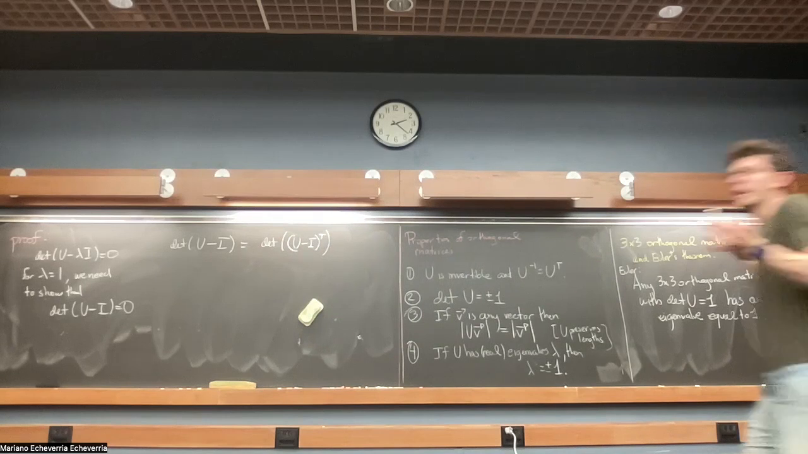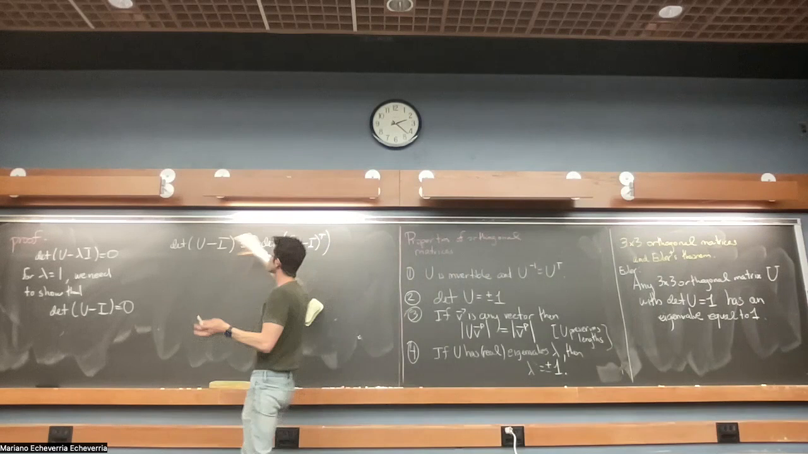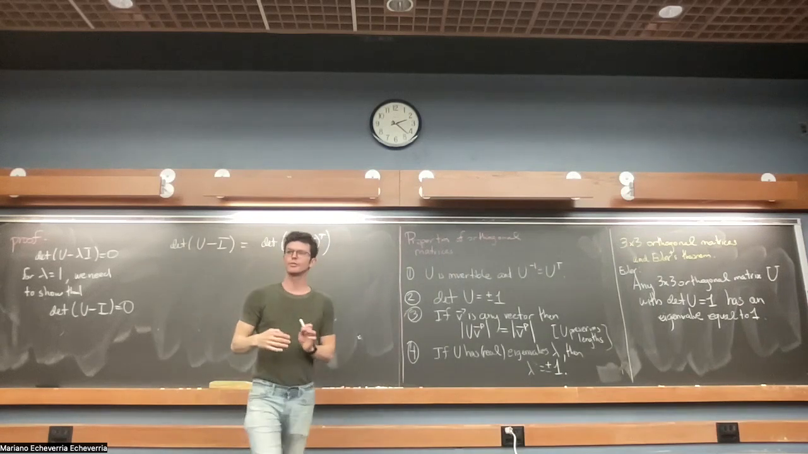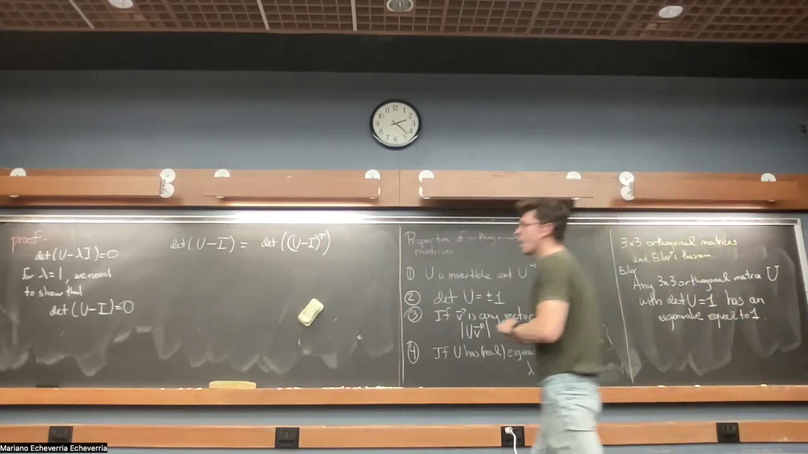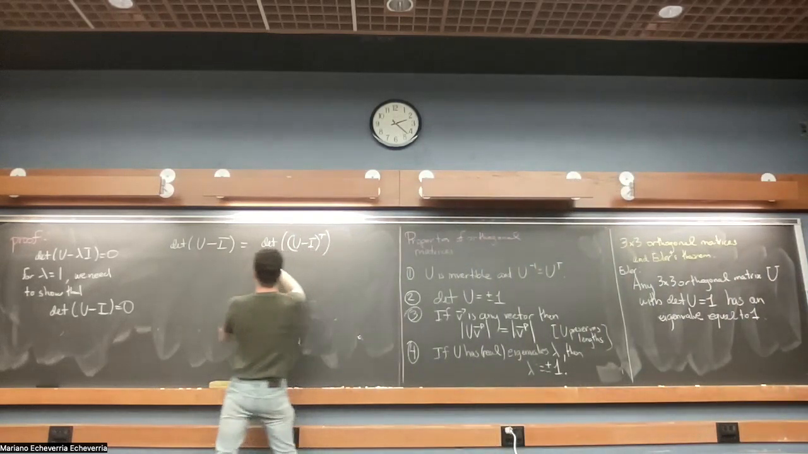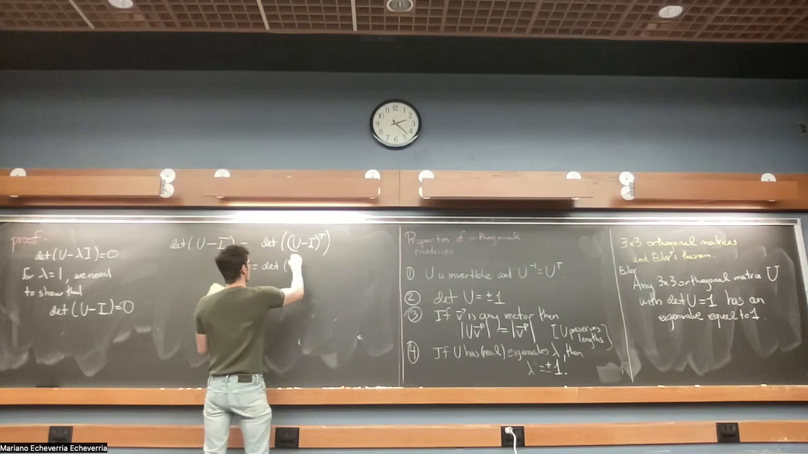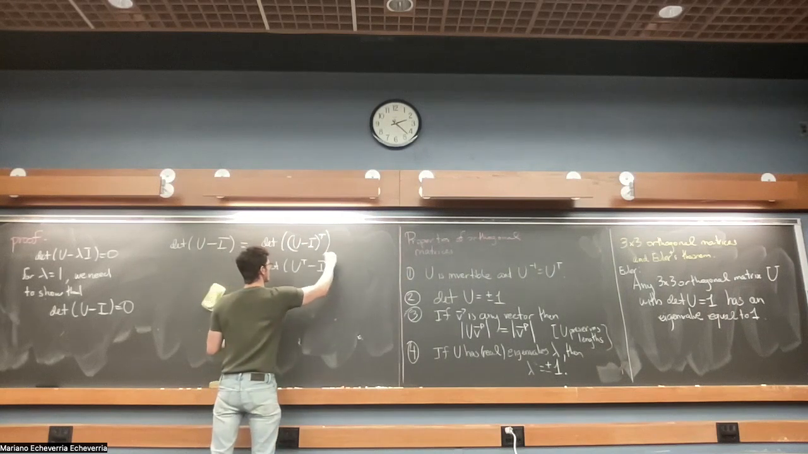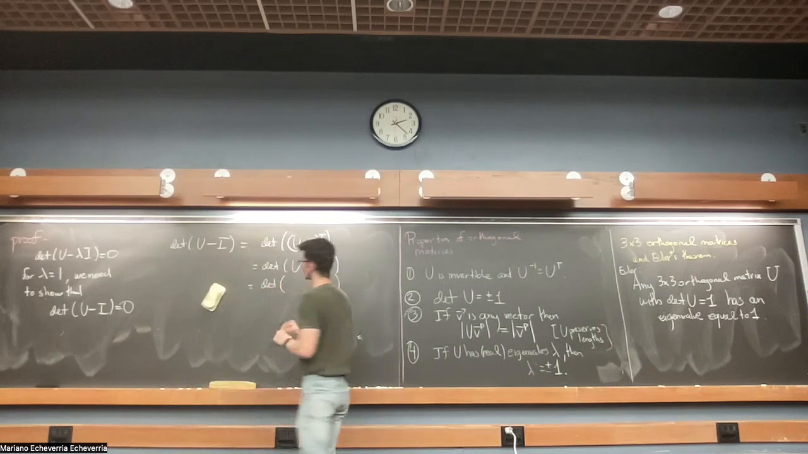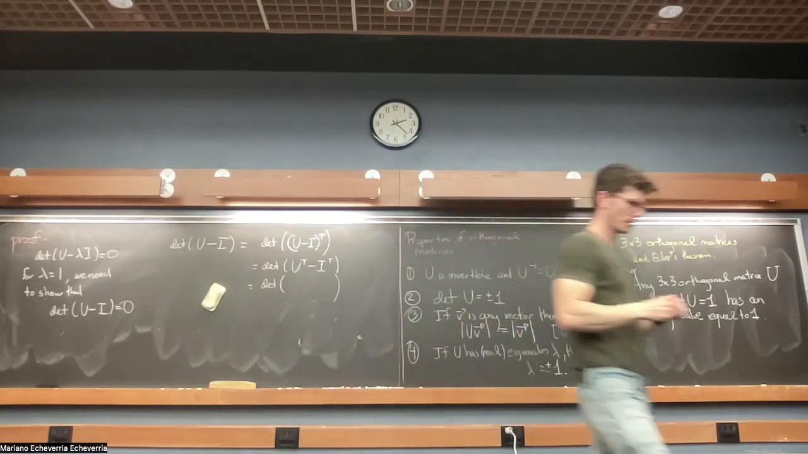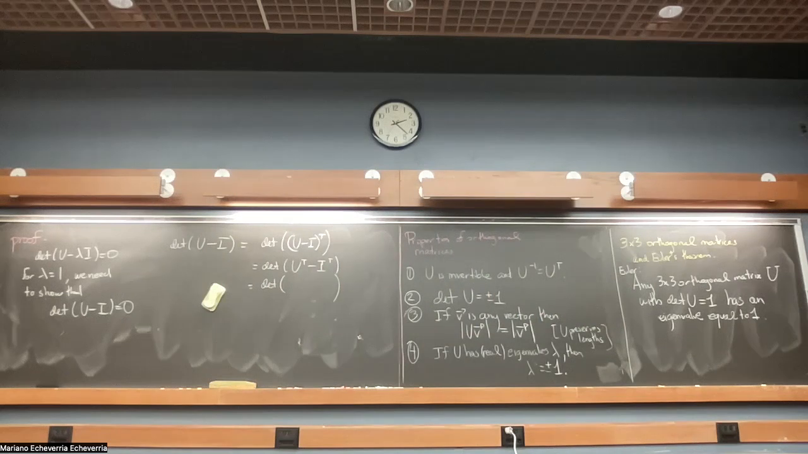Is that okay? I have done nothing, right? I just transpose every matrix, and this is okay because that's one of the properties of the determinant. It doesn't change if you transpose everything. But what is the transpose of a difference of matrices? That's just U transpose minus I transpose, right? Is that making sense?